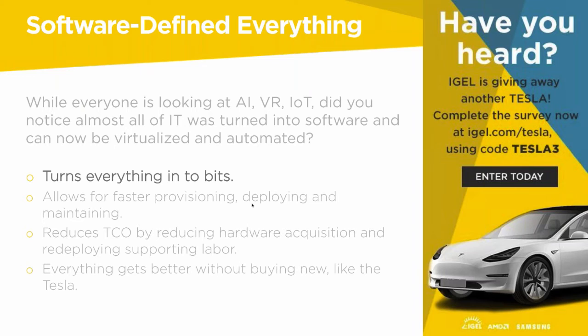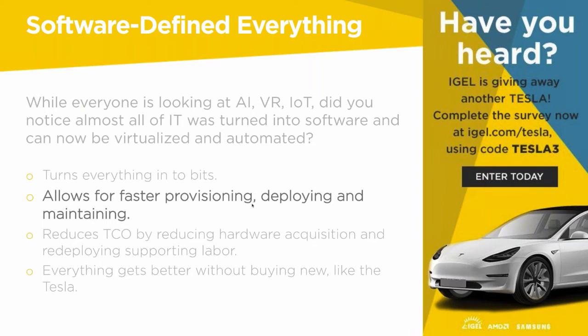And once we turned it into bits, we can update things in real time. It allows for faster provisioning, deployment, and maintaining. So let me tell you a story. When I first was introduced to a good old App-V, it was a company called Softricity. SoftGrid was the solution, if you guys remember that. They were presenting it to me in the very early days, and they said, "Doug, do you get it?" And I was like, "No, I don't really 100% get it."